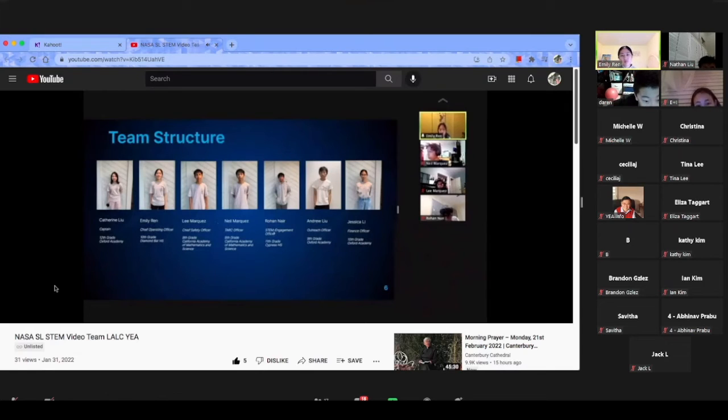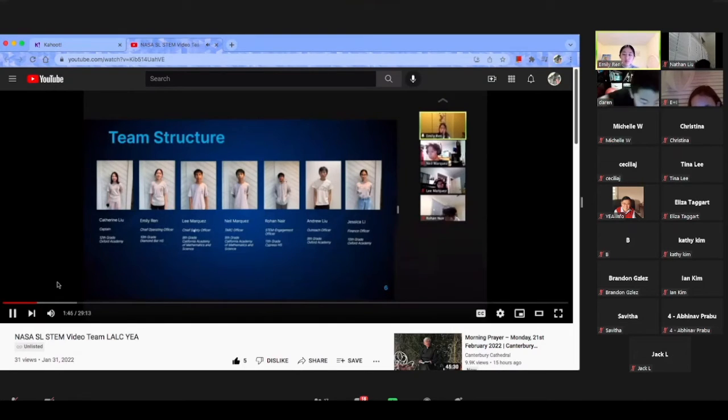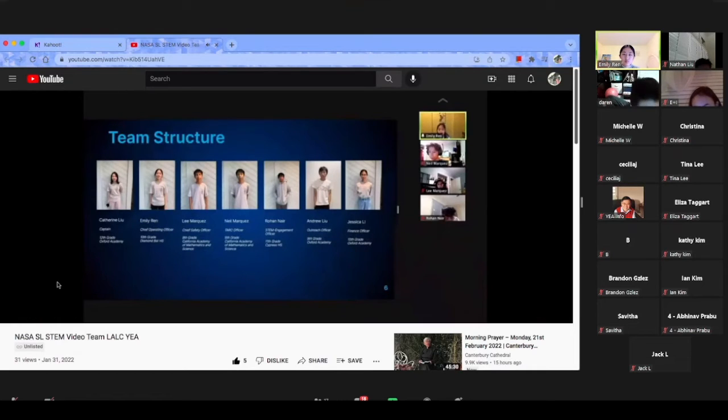Rohan Nair is our STEM engagement officer, an 11th grader at Cypress High School. Andrew Liu is our outreach officer, a 9th grader at Oxford. And Jessica Lee is our finance officer, a 10th grader from Oxford Academy.